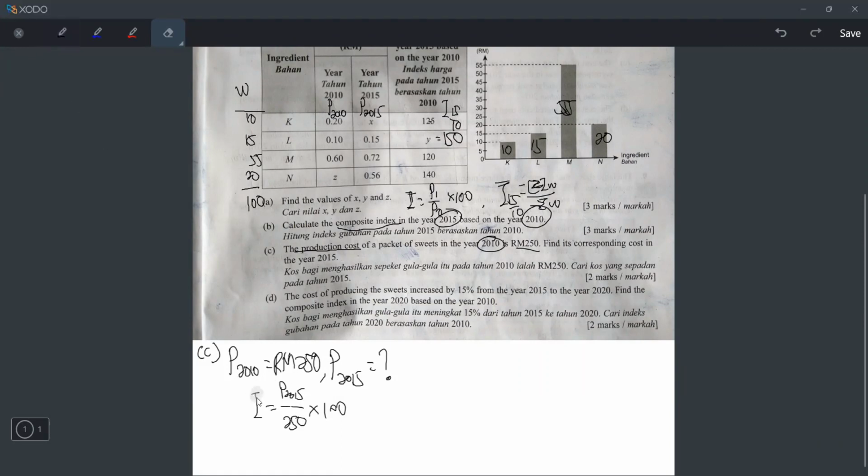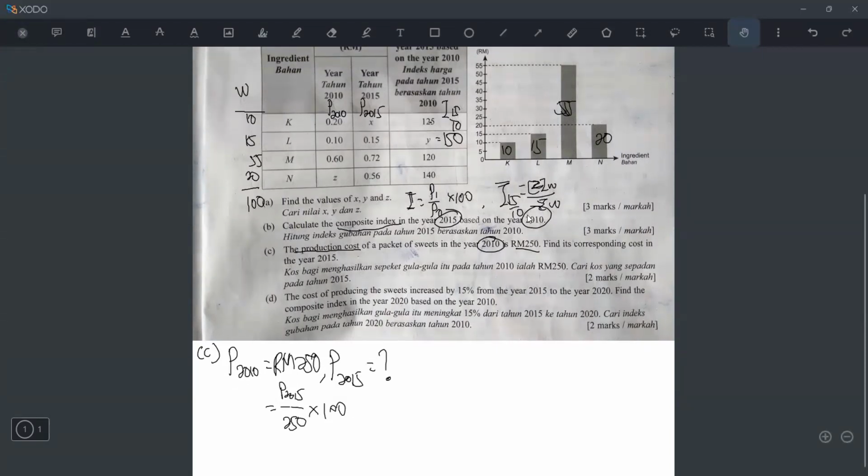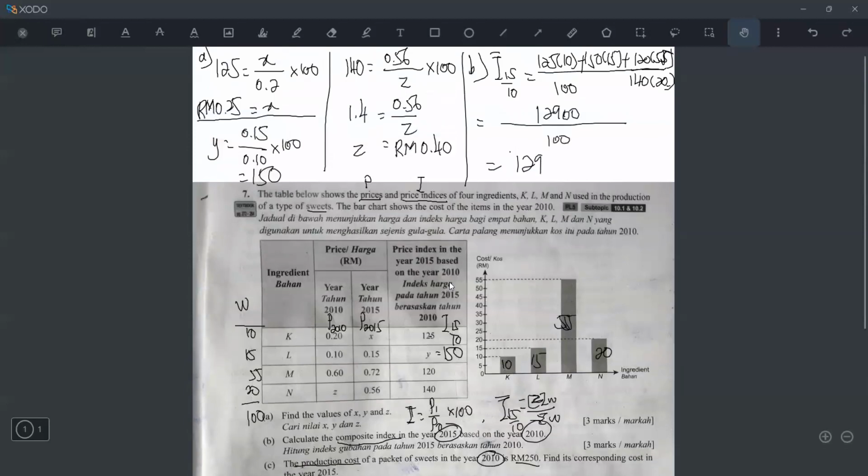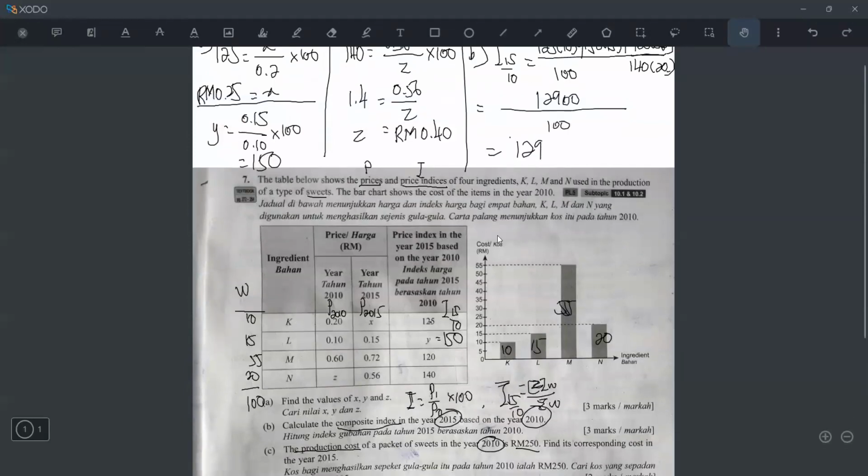Do you understand, class? I have to substitute the I of 2015 over 2010. But there are so many to choose from. So if you read the question again, did they mention K, L, M, or N? No, they never mention. They just say the production cost of a packet of sweets, find corresponding cost, means I have to take the average. So the average for 15 over 10. That is the answer from B, because if you look at B, calculate the composite index in the year 2015 over 2010, the average. Means the B answer, 129, that's the one I use. Do you understand, class?